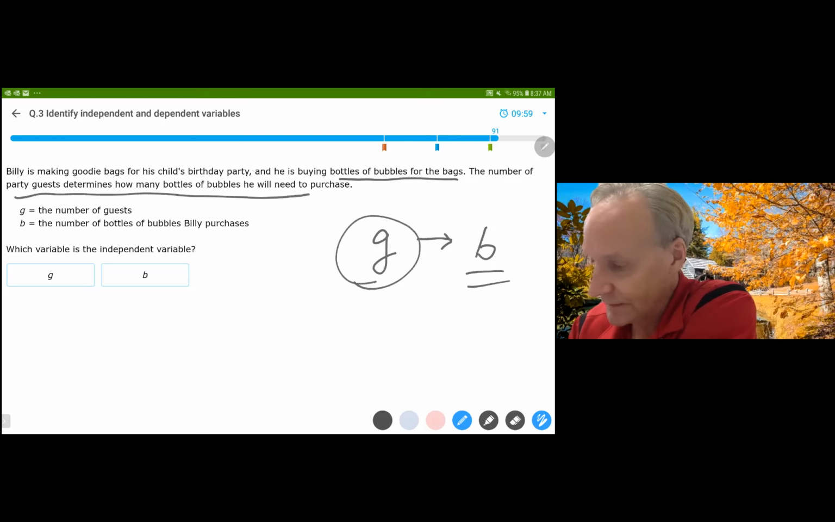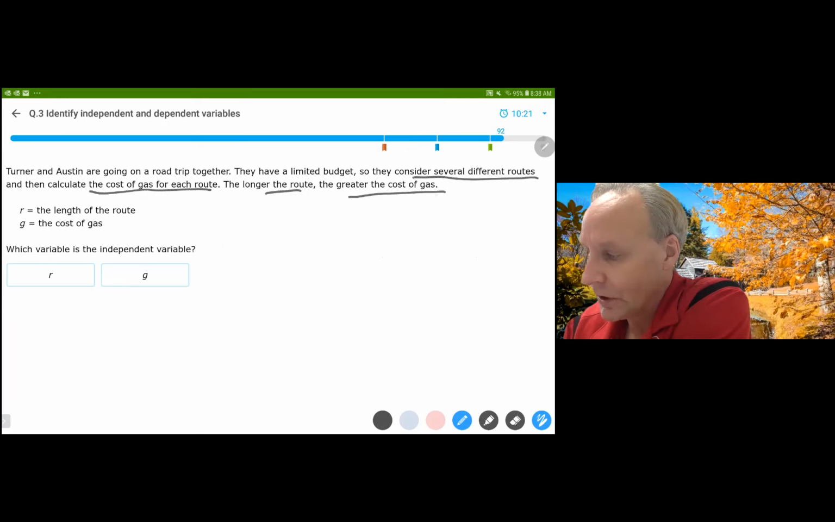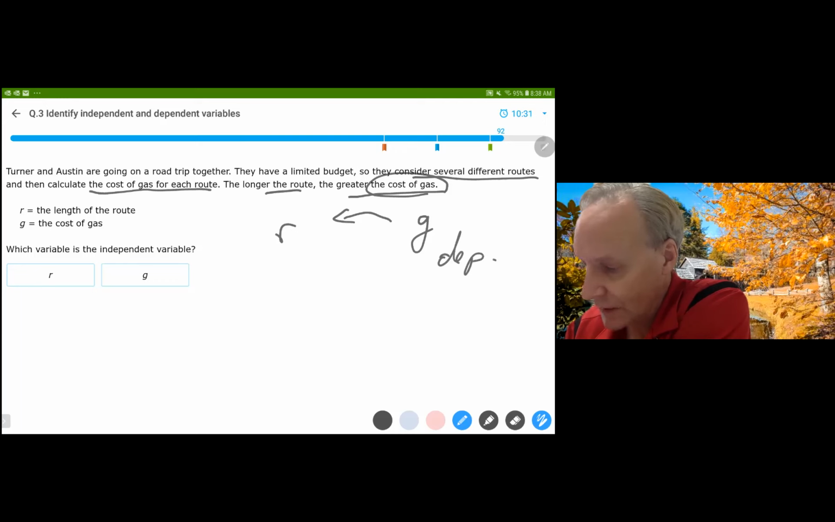Okay, going on a road trip. They have to consider different routes and calculate the cost of gas for each route. The longer the route, the greater the cost of the gas. So the cost of the gas, which is G, depends on how long the route is. So this is the dependent, and the length of the route is the independent.